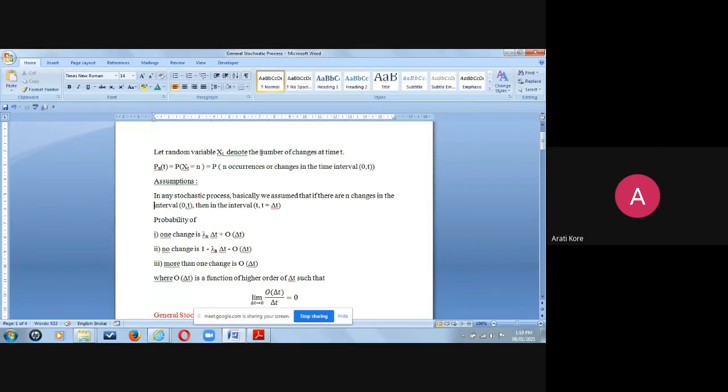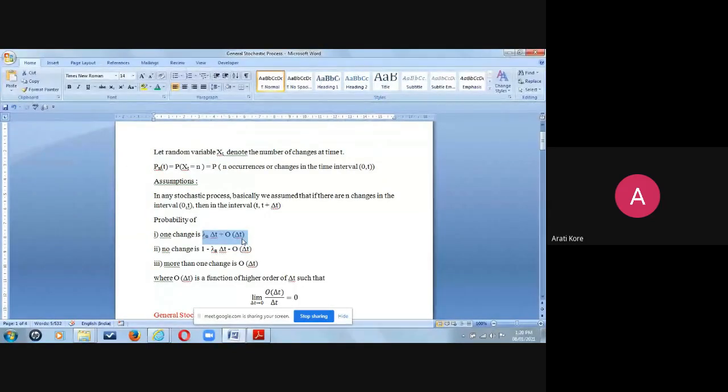Hope all of you understood the assumptions. What we are assuming over here is that in a small interval of length delta t, the probability of happening of one change is given by lambda delta t plus o(delta t), where delta t is a small length of interval. Lambda is the rate of change, maybe rate of growth, rate of decay, etc. o(delta t) means the probability is not exactly equal to lambda delta t, plus something is there. What is that plus something? It is a function of higher orders of delta t. So it is basically a function of the length of the interval.